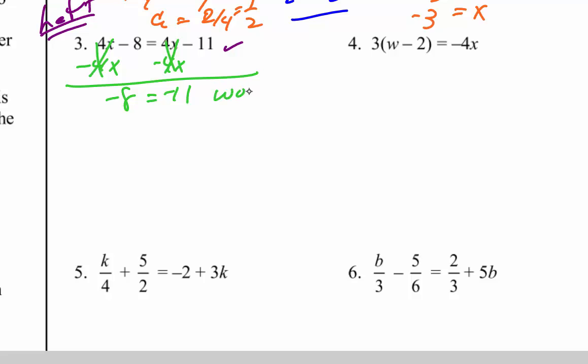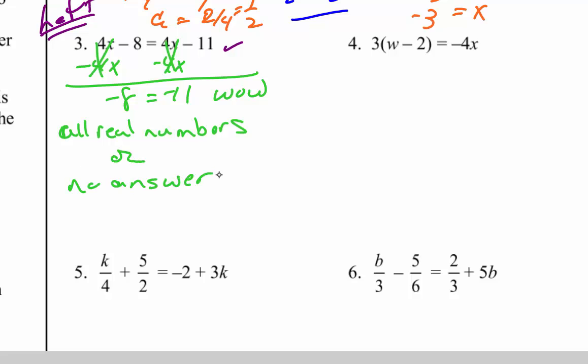Whoa. There's no variables. When this happens, you have two possible answers: either all real numbers or no answer. So when the variable disappears, I look at what's written. Negative 8 equals negative 11. That's false. A false statement.